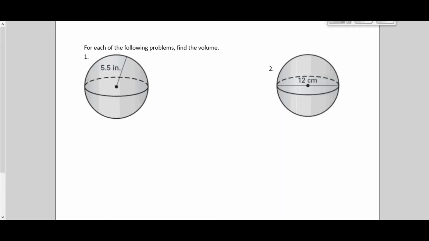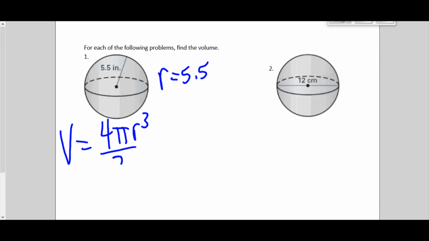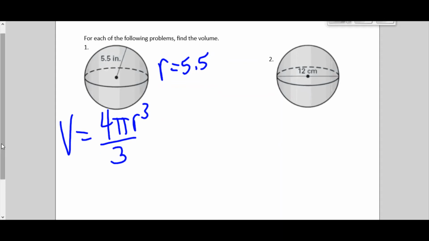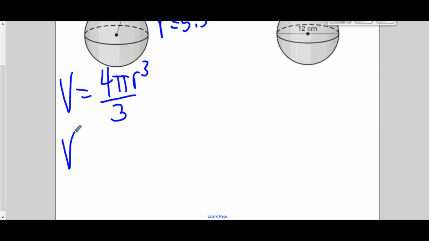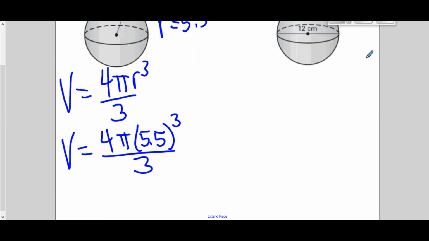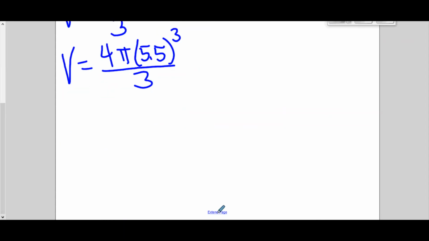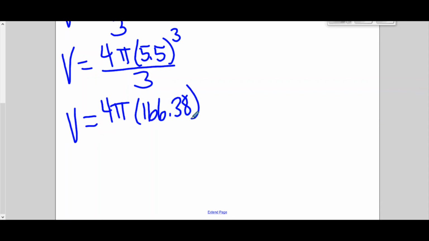So the radius in number 1 is 5.5. So I'm just going to plug that into the formula. So it's volume equals 4 pi r cubed, all divided by 3. So the radius is 5.5. So this would be 4 pi times 5.5 cubed, all divided by 3. So 5.5 cubed, so this would be 4 pi times 166.38, all divided by 3.